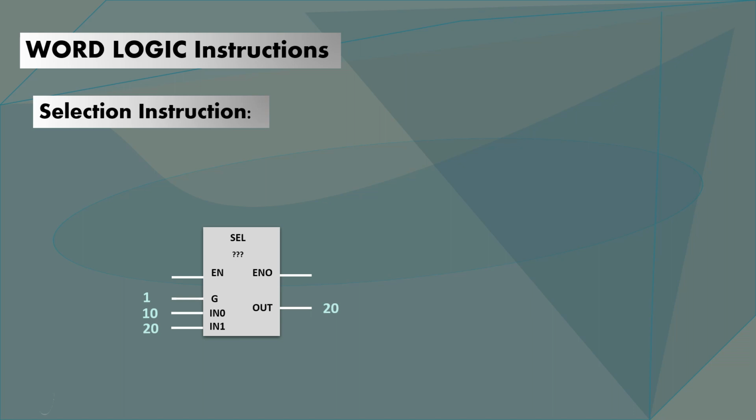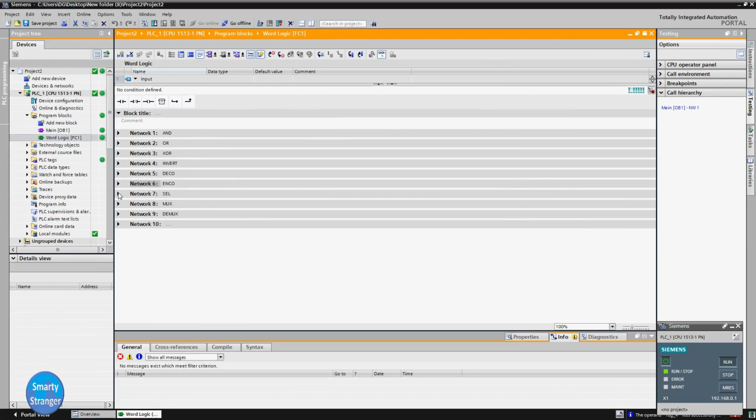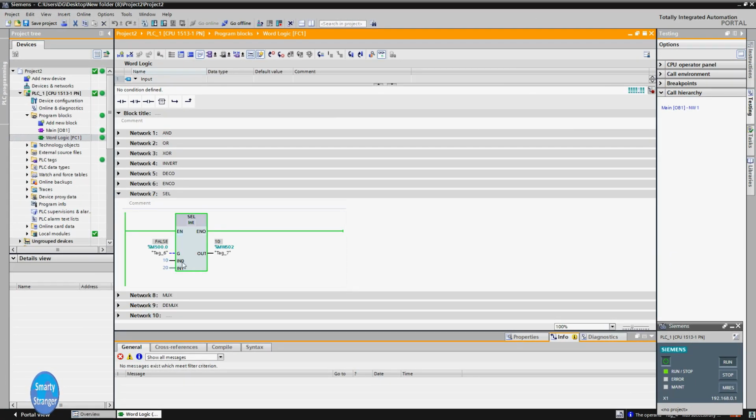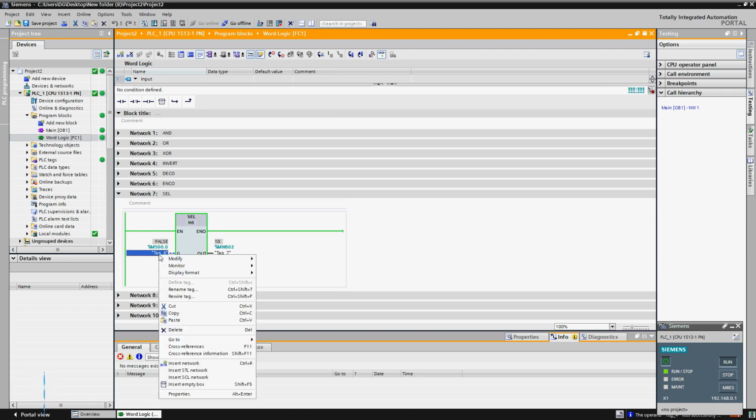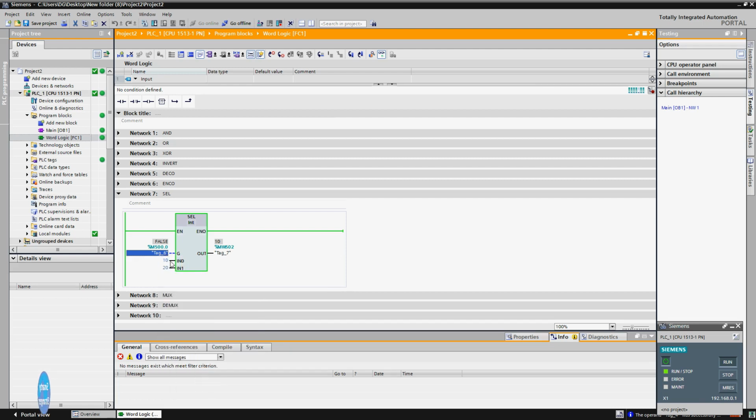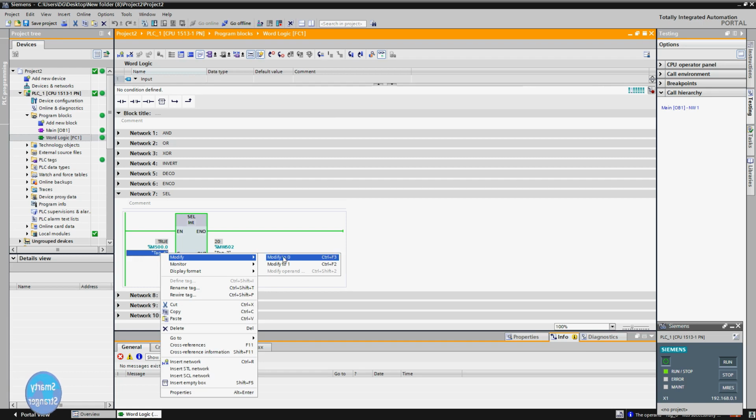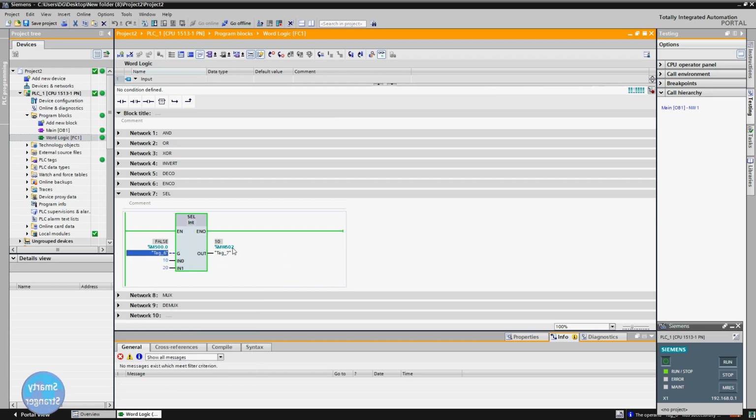When we apply a high signal on G pin, instruction starts forwarding the value of input 1. Let's check its behavior on simulator. When signal on G is 0, value at out is 10. When signal on G is 1, value at out is 20. Check again. When we apply 0 at G input, this instruction transfers the value of input 0 to the output. When we apply 1 at G input, this instruction starts transferring the value of input 1 to the output.